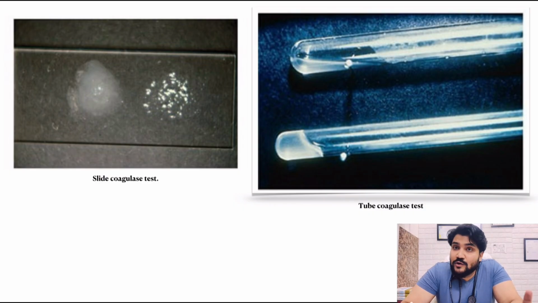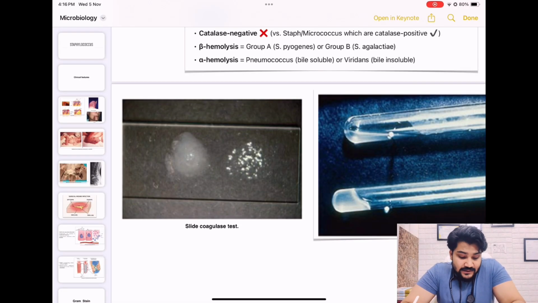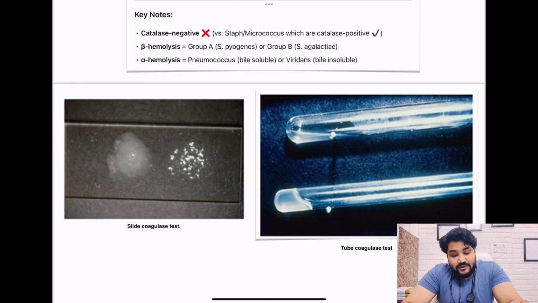Remember, the coagulase test is the second most important for the differentiation of your Staphylococcus. Okay, and this is for your Staphylococcus species differentiation. This will help you to differentiate the species of Staphylococcus. Okay, fine. So this is your coagulase test. You can do the coagulase test in two ways: first, on the glass slide, and second, in the tube.